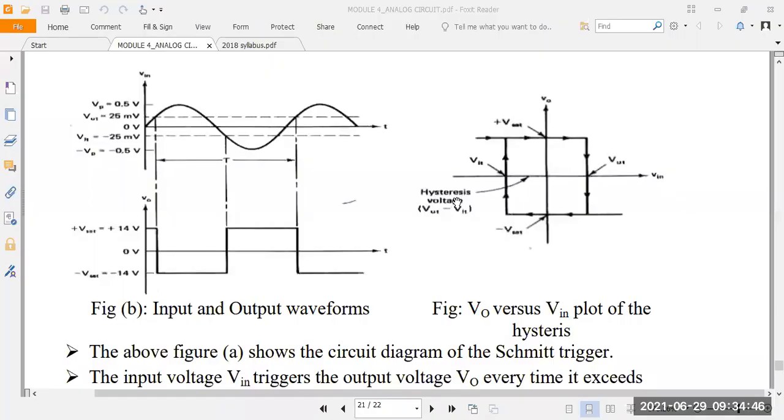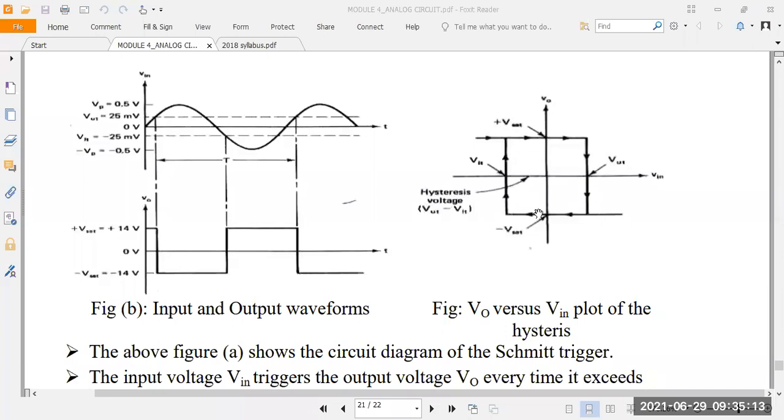Hysteresis means the output depends on the input value. That you can call a hysteresis. So take the relationship between output and input here. For the x-axis, what have they taken here? Vin. For the y-axis? Vo. It means we are going to show the relationship between Vin and Vout.